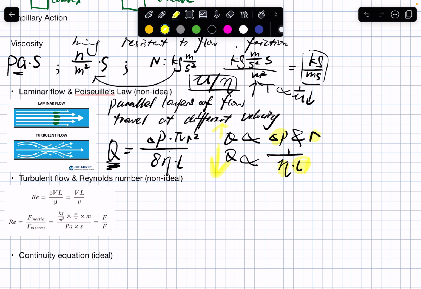And then also, delta pressure is basically what? Force over area. So if you have a large change of your force exerted on an area, then of course that means it will flow faster. You have a higher flow rate, okay? So that's the logic.